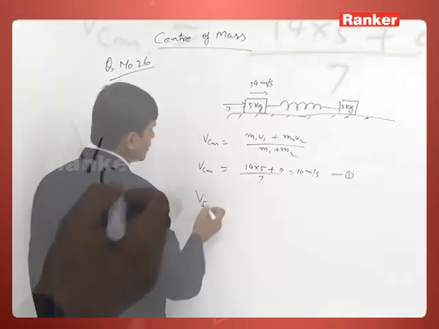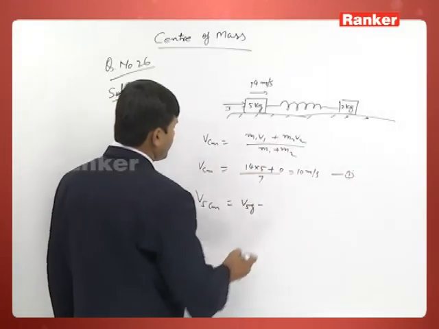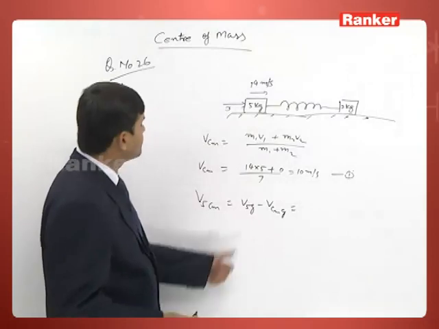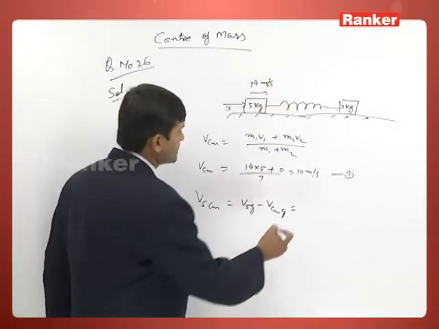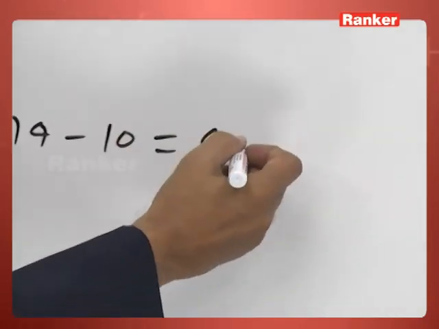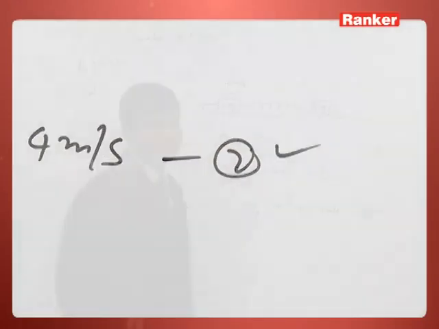Now, the velocity of the 5 kg block with respect to the center of mass is the velocity of the 5 kg block with respect to the ground minus the velocity of the center of mass with respect to the ground. The velocity of the 5 kg block with respect to the ground is 14, while the center of mass is 10. So this is 4 meter per second. Our second option is also correct.